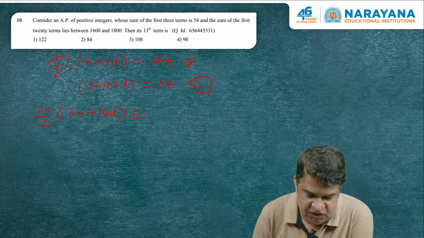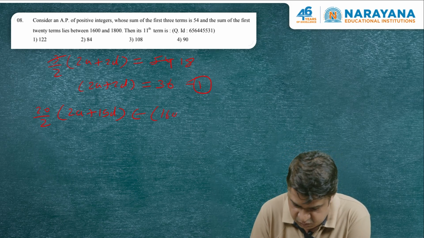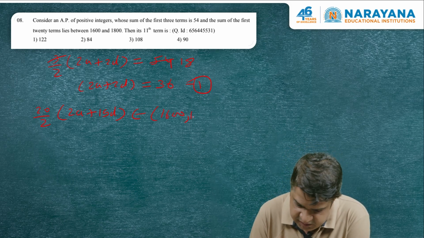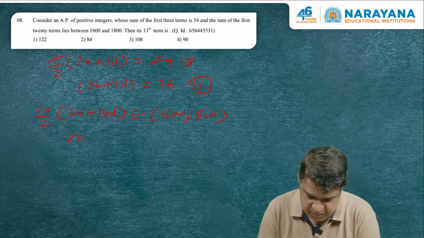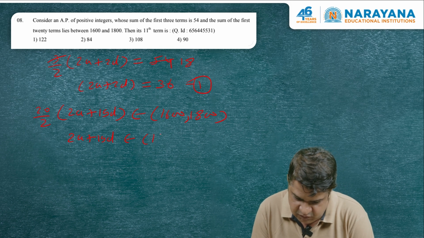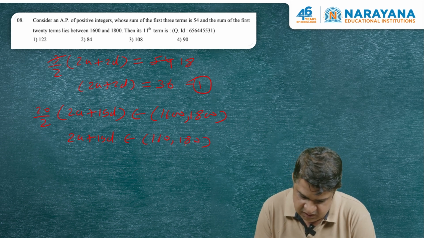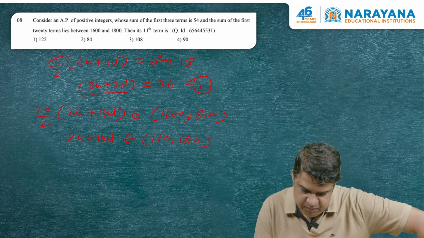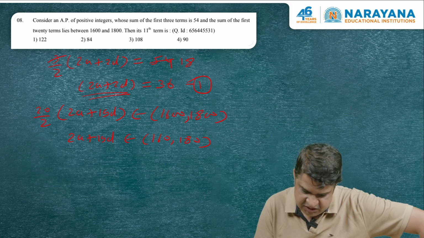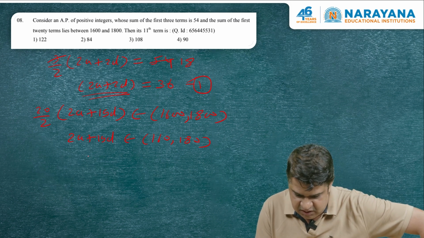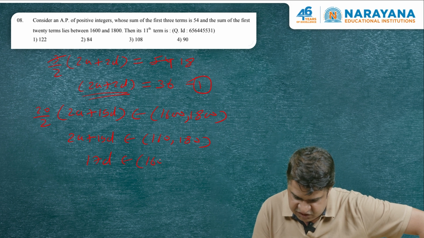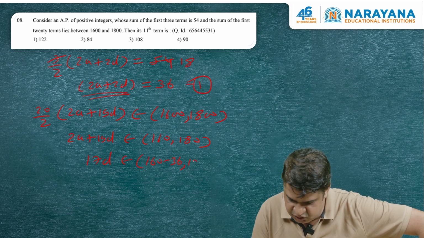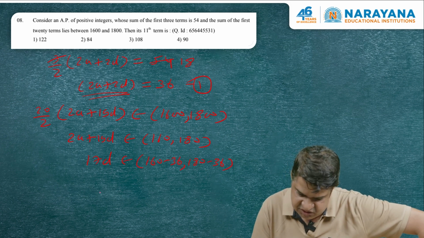lies between 1600 to 1800. So, means 2a plus 19d is lying between 160 to 180. But we know that 2a plus 2d is equal to 36, means our 17d belongs to 160 minus 36 to 180 minus 36.